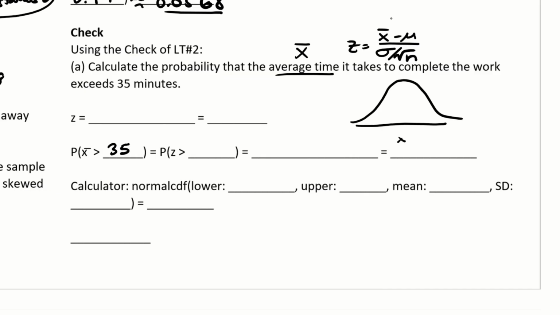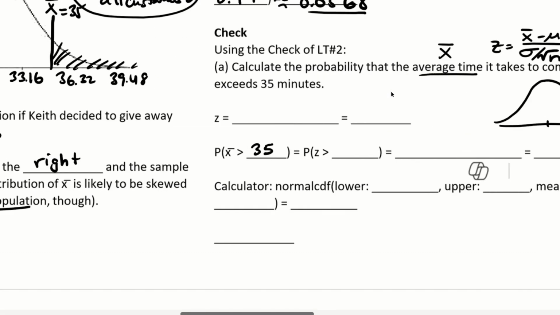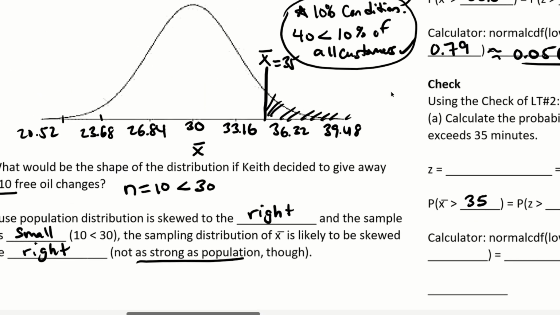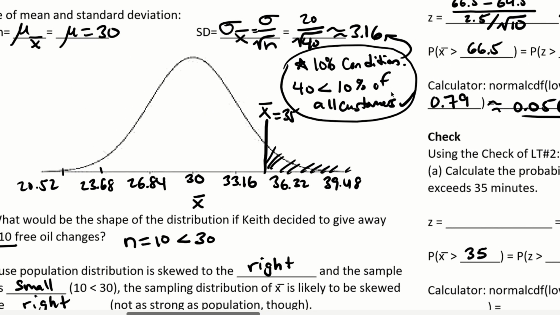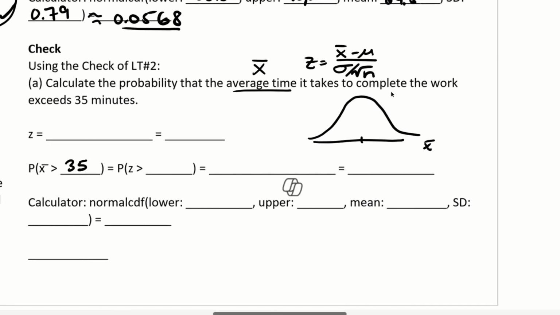This is the x bar distribution. I've got to go back to see what the average was. Yeah, right here. So the average was 30, and the standard deviation is 3.16. We've got 30 here in the middle, and then we want exceeds 35.